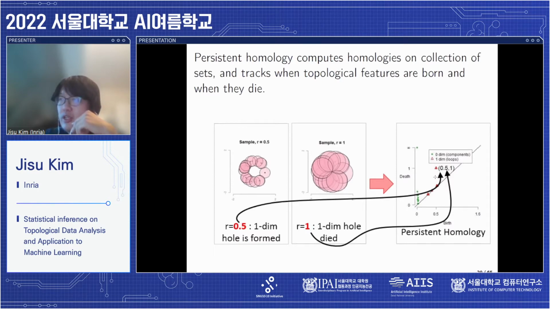And then you collect the pair of birth time and death time, 0.5 and 1. And you repeat this for all other possible connected components and loops, and also higher dimensional homology as well. And then this collection of points is called the persistent homology.